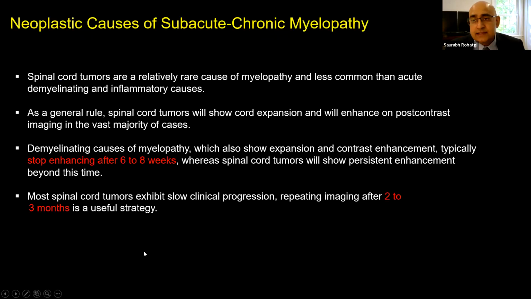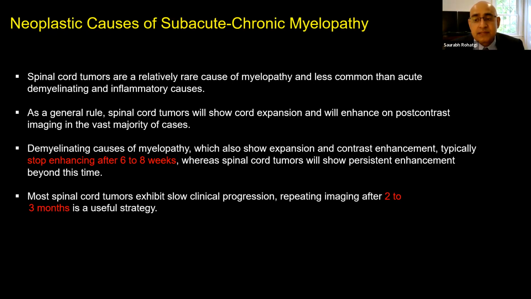Amongst the neoplastic causes of subacute to chronic myelopathy, it's relatively a rare cause of myelopathy and is less common than acute demyelinating and inflammatory causes. As a general rule, spinal cord tumors will show cord expansion and enhance on post-contrast images. Demyelinating causes which show expansion, like we had seen in the case of MS, usually stop enhancing in 6 to 8 weeks, whereas spinal cord tumors will show persistent enhancement.